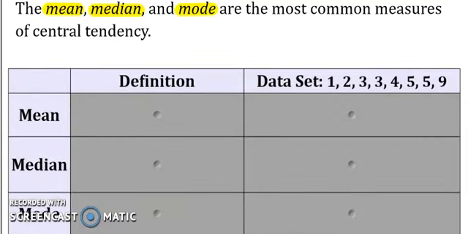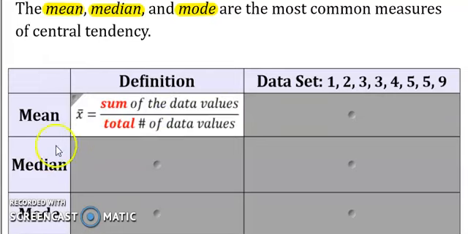First up, the mean. The mean is going to be the average. So the average of your data set. To figure that out, you're going to add up all of the data values. So in this case, 1 plus 2 plus 3 plus 3, and so on. And you're going to divide by how many there are. Finding the average is nothing new for several of you.